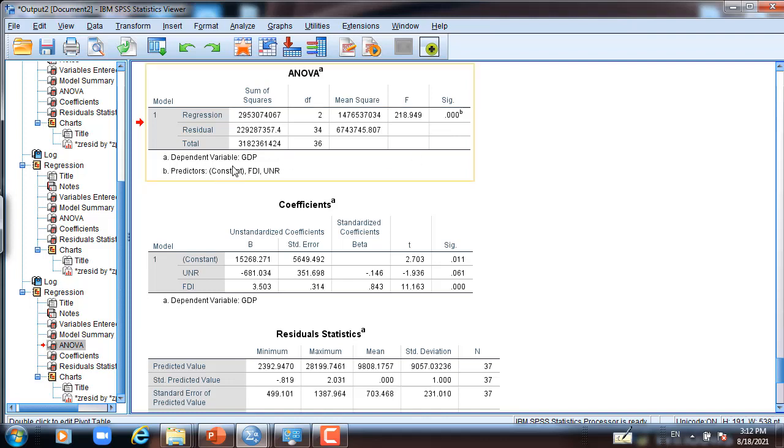Now we look at the regression model to see whether the coefficients are statistically significant or not, for unemployment rate and foreign direct investment. We have two variables, unemployment rate and foreign direct investment, so I go first to the unemployment rate.